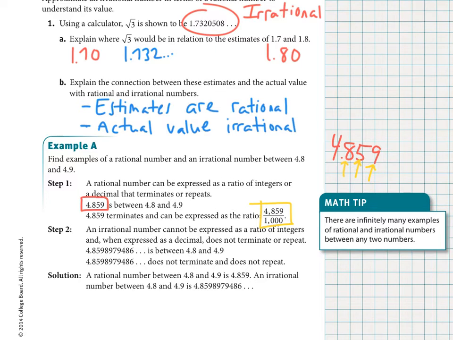Can we come up now with an irrational number that's in between 4.8 and 4.9? Sure, we just need to make sure that we come up with something that does not terminate and does not repeat. That makes it irrational. So just 4.85, blah, blah, blah, anything you want, just let that decimal go on forever with no repeating pattern.